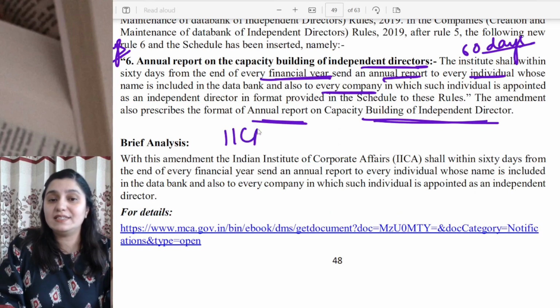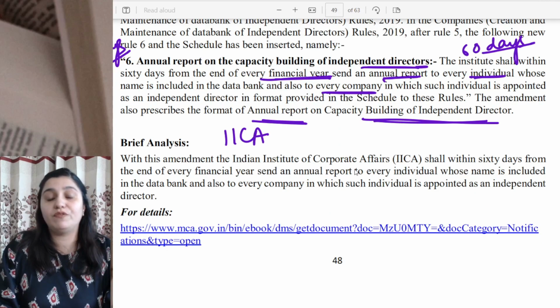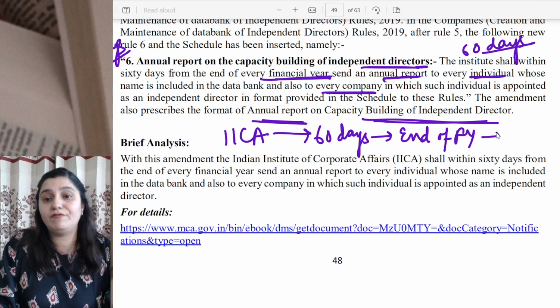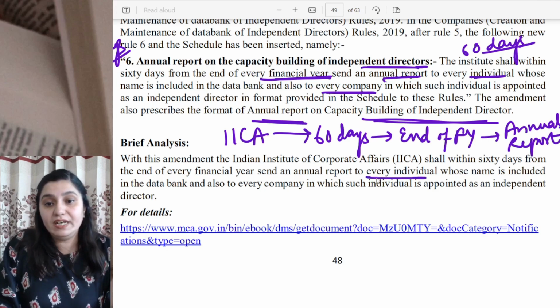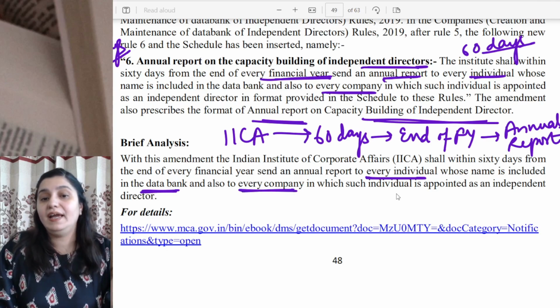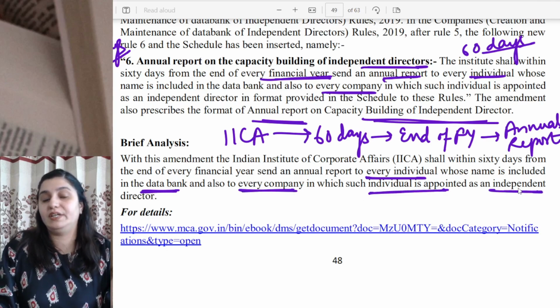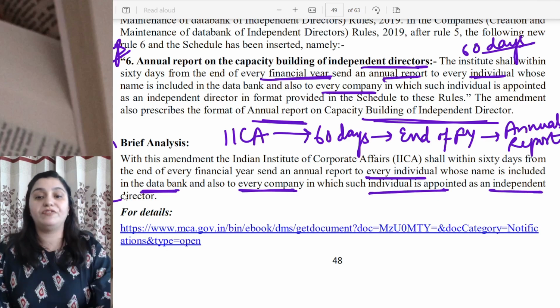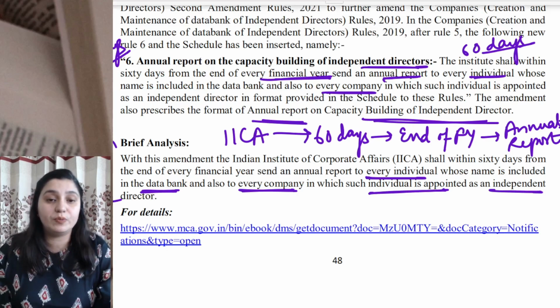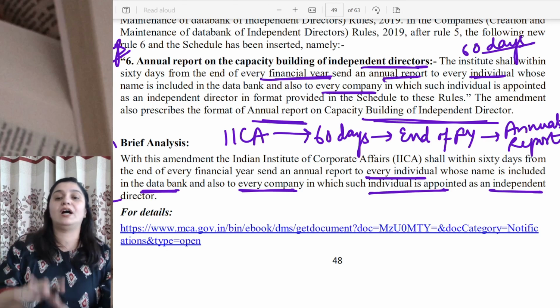They say that IICA, which is the Indian Institute of Corporate Affairs, shall within 60 days from the end of every financial year send an annual report of every individual whose name is included in the data bank, and also to every company in which such individual is appointed. So it is just like an annual report of that individual. Annual report भेजनी है उन्होंने, हर एक इंडिविजुअल को भेजनी है वो एनुअल रिपोर्ट, और हर उस कंपनी को भेजनी है ये एनुअल रिपोर्ट जहां पे वो जो इंडिविजुअल है वो जहां पे अपॉइंटेड है.